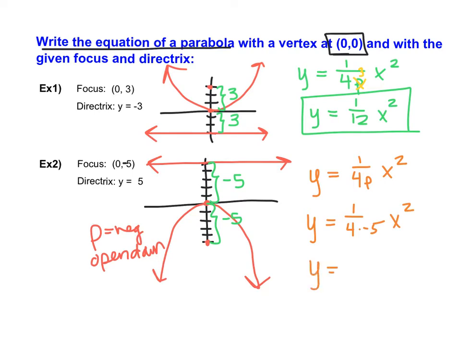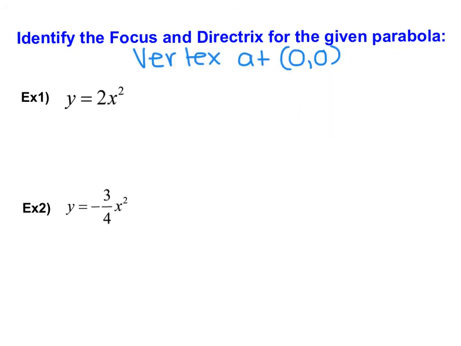So this becomes y equals negative 1/20 x squared. So now we're going to do that same concept, but in reverse. Here we're going to identify the focus and the directrix for the given parabola. As you can see here, we have y equals 2x squared.